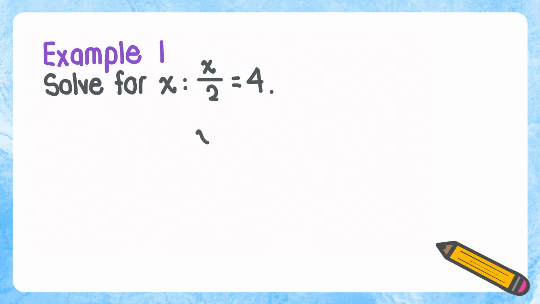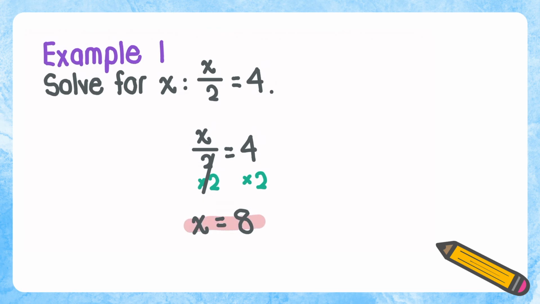Okay, so think about how to get rid of that divided by 2 that's on the left side. So the inverse operation is to multiply by 2 on both sides. So on the left side, the 2's cancel out, so we're left with x on the left side equals 4 times 2, which is 8. So we get that x equals 8.